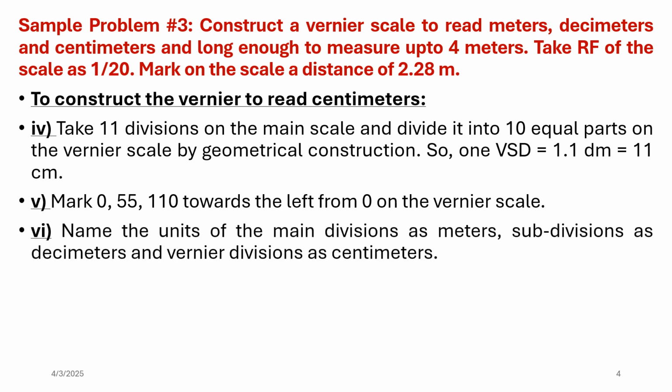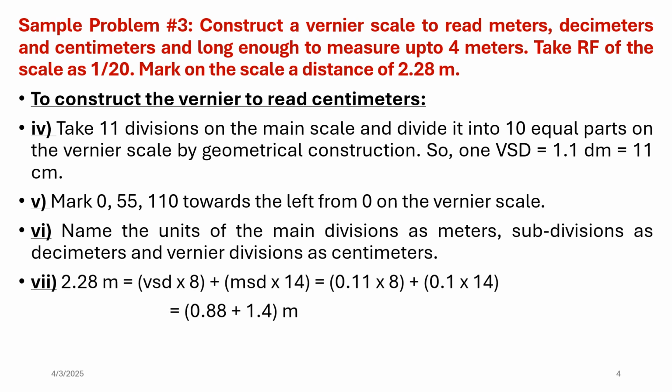Once it is done, then we name the units of the main divisions as meters, then subdivisions as decimeters and vernier divisions as centimeters. Then we need to calculate the distance of 2.28 meter, which is 8 times multiplied by vernier scale division plus 14 times multiplied by main scale division. So this gives us 0.88 plus 1.4 meter as the division in main scale and the vernier scale.